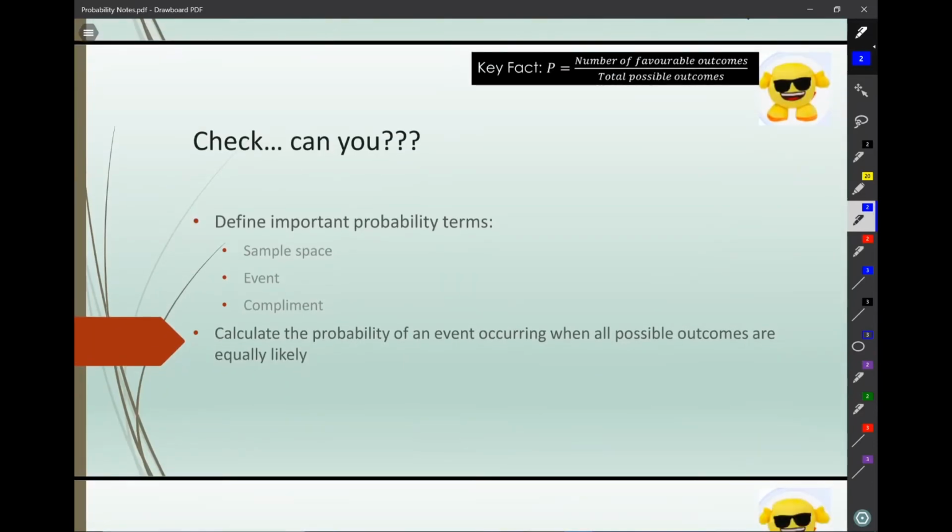So what I'll get you guys to do now is make sure that you can define these 3 important words, sample space, event, and complement. And we'll do some questions now from the textbook to make sure that you are able to calculate the probability of an event.